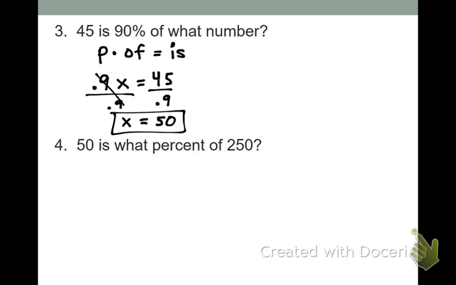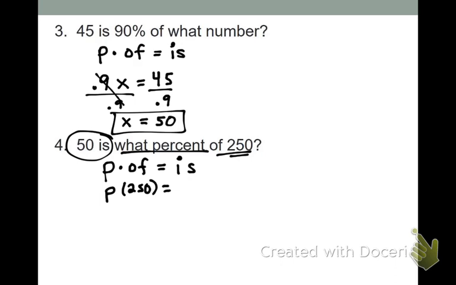50 is what percent of 250? What's my original equation I start with? P times of equals is. Do I know my P? No, because it says what percent, so I do not know that. So I'm going to keep it as a P. Do I know my of? Yes. What is it? Okay, of 250, so I'm multiplying times 250. Do I know my is? Yes. What is it? Okay, 50 is.